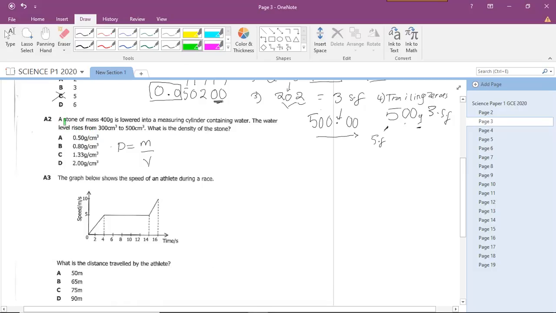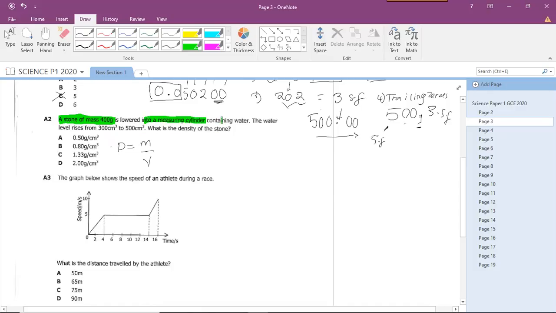So we have a stone. By the way, when you say we have a stone, you have to understand that a stone is an irregular object. For you to determine the density of an irregular object, there are two experiments that you can do. You can use a displacement can, or you can use a measuring cylinder to measure the volume of an irregular object. Here the question is telling you that we've got a stone of mass 400 grams, so we do have the mass, is lowered into a measuring cylinder.